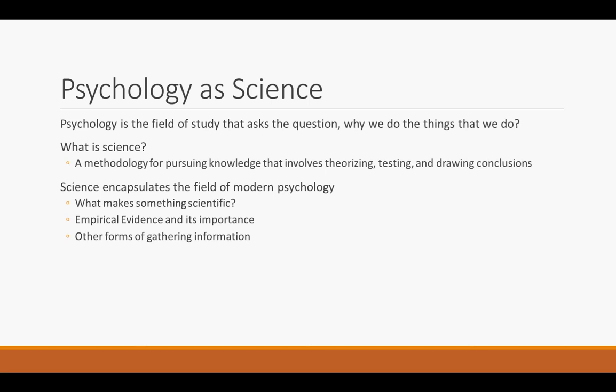But so we say, this is a soft science. Well, what is a science? Science is a methodology for pursuing knowledge that involves theorizing, testing, and drawing conclusions. And we're going to talk about this a little bit more when we hit scientific method, and we talk a little bit about defining experiments in a bit.